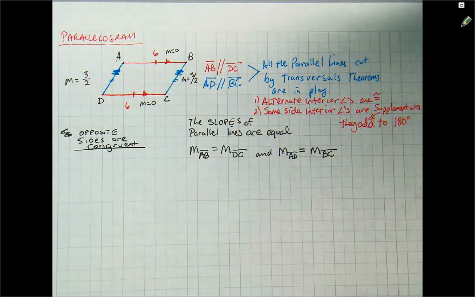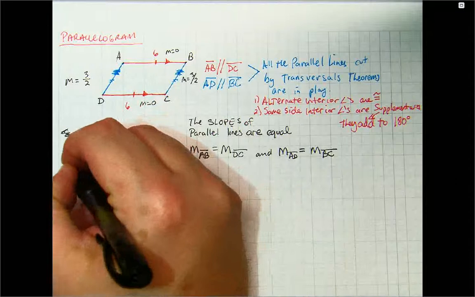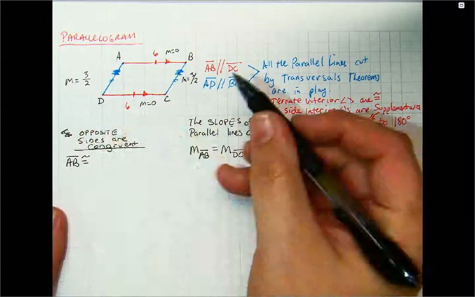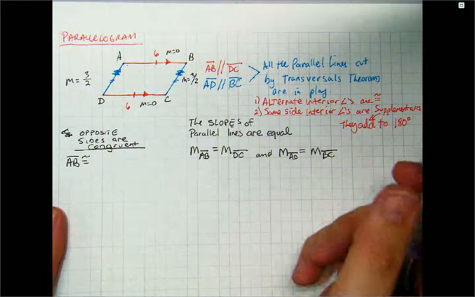Now, another thing you need to learn about this is opposite sides are congruent. Now, what do you think the opposite side of AB is? If I say side AB is going to be congruent to another side, what do you think the opposite side from AB is? It's going to be DC.